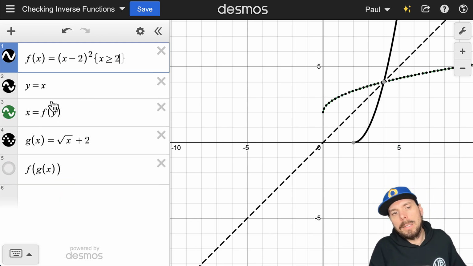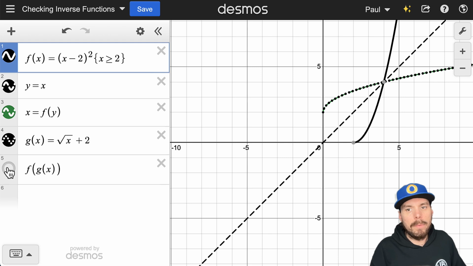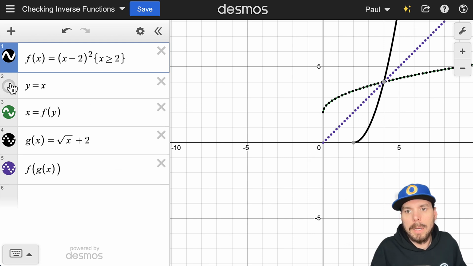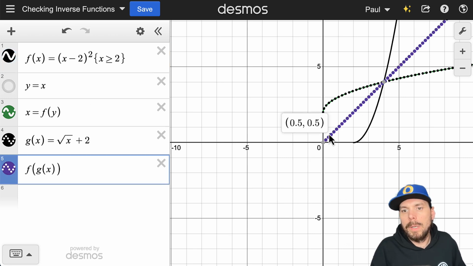And the very last graph here that I've put is f of g of x, essentially nesting the inverse into the function. And that just shows that these perfectly cancel out to the y equals x line, as long as we are with x greater than or equal to 0.